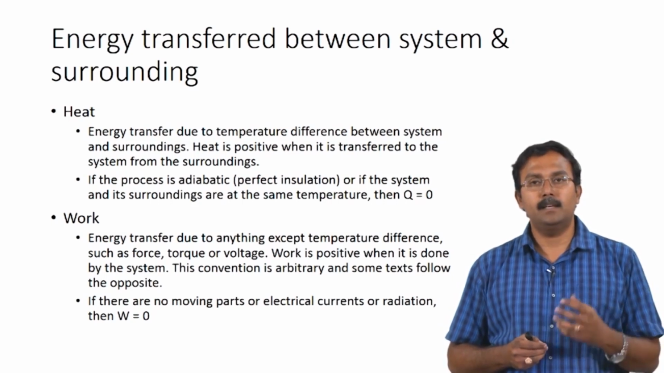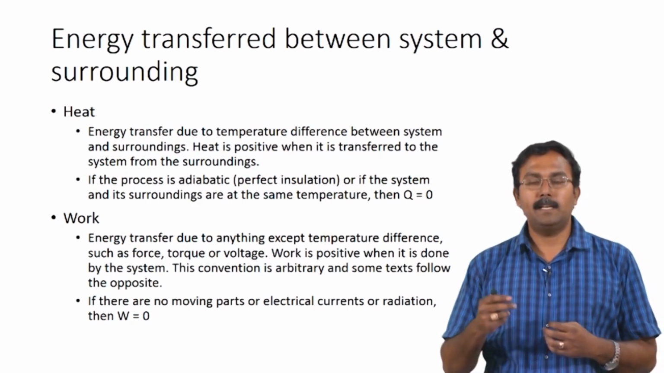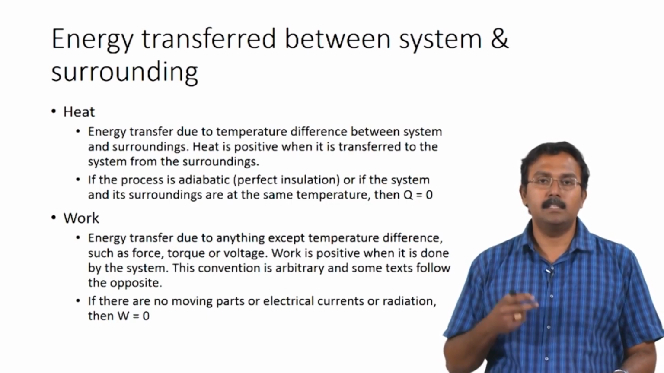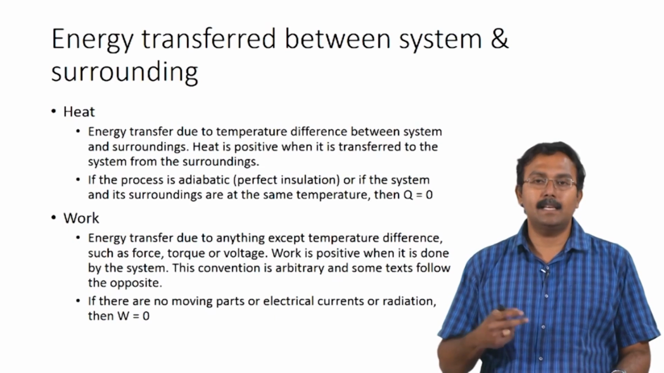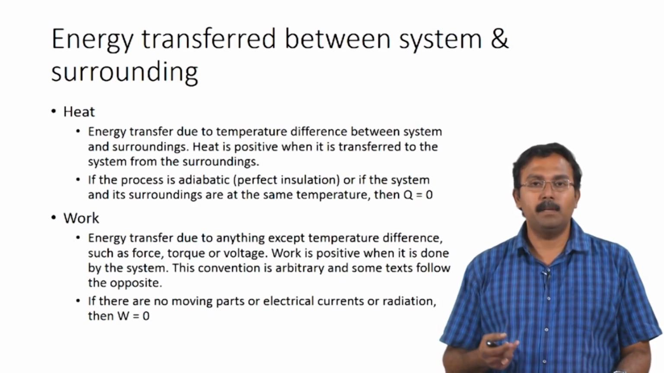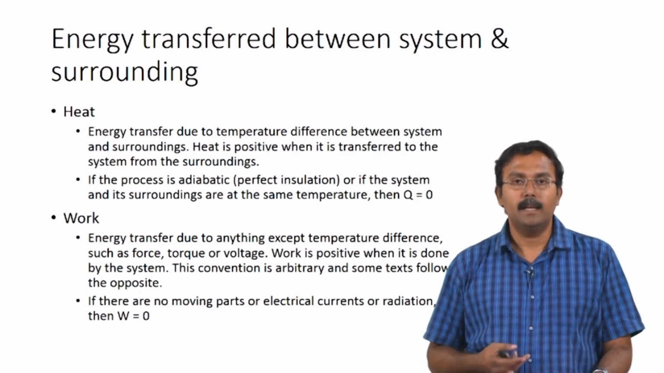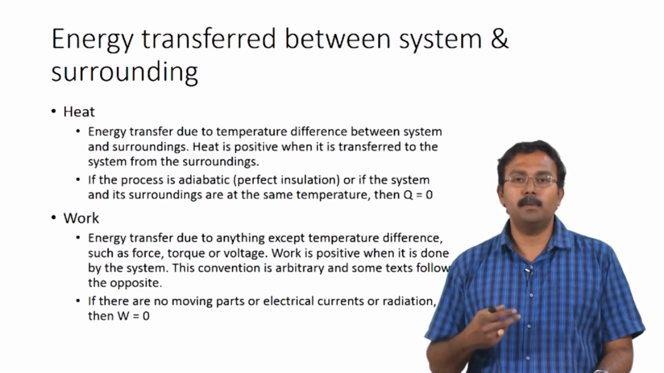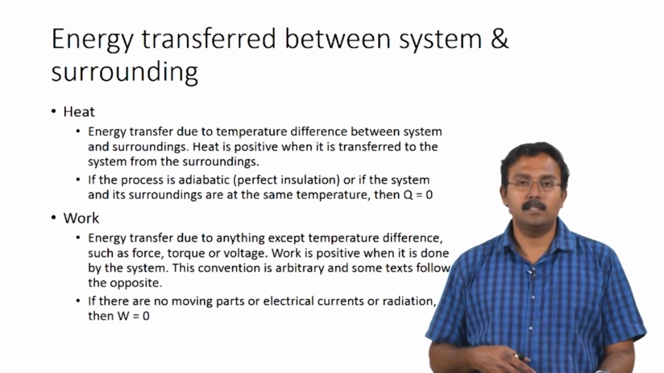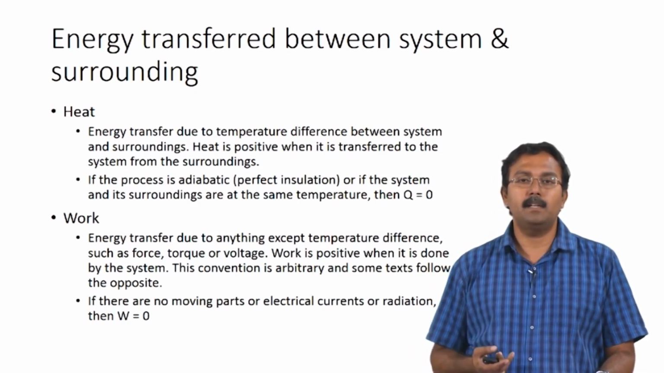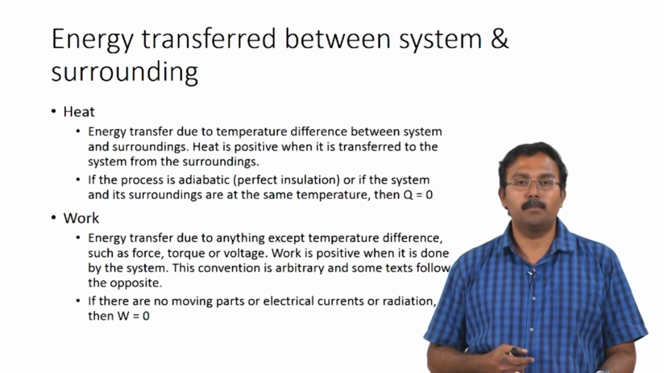The next form of energy which can be transferred between the system and the surroundings is the work term. The energy which is transferred due to anything except temperature difference, it might be because of force, torque or voltage, is called work, and work is treated to be positive when it is done by the system, and it is negative when it is done on the system. Again, this convention is arbitrary; some textbooks tend to follow the opposite.